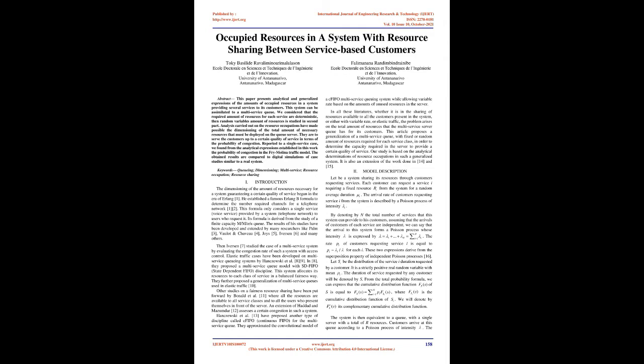Introduction. The dimensioning of the amount of resources necessary for a system guaranteeing a certain quality of service began in the era of Erlang [1]. He established a famous Erlang B formula to determine the number of required channels for a telephone network [1-2]. This formula only considers a single service, voice service, provided by a system, the telephone network, to users who request it. Its formula is derived from the study of a finite capacity M/M/n/n queue.